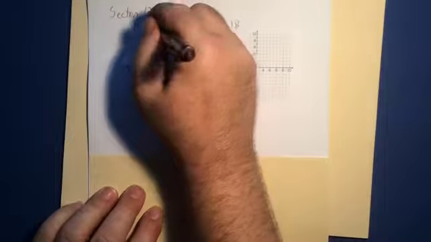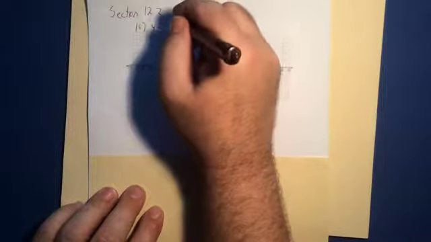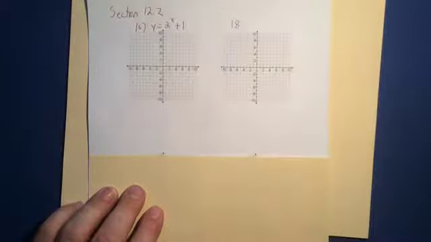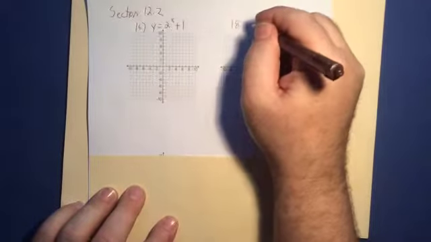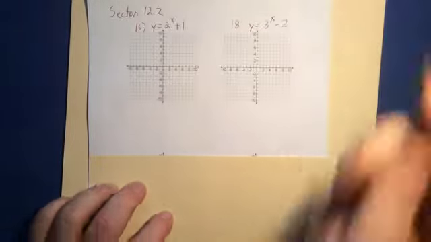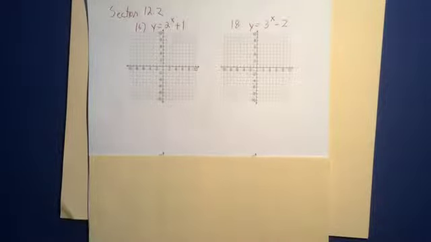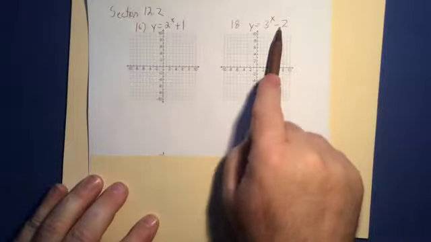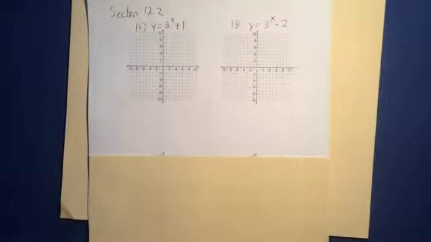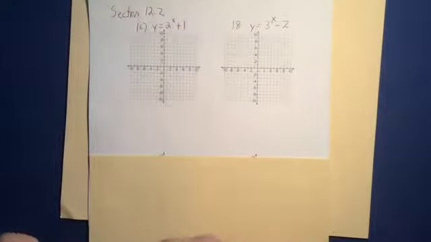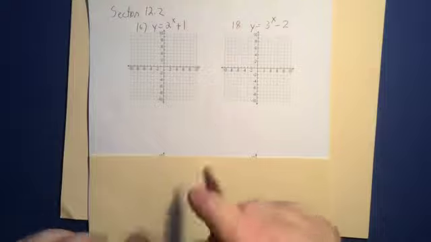Problem 16 is going to read y is equal to 2 to the x, plus 1. And then question 18 will be y equals 3 to the x minus 2. And we're going to talk about how, by either adding 1 or subtracting 2, what is that doing exactly to the original function of just 2 to the x or 3 to the x. So we've got to see the behavior of those first two functions.